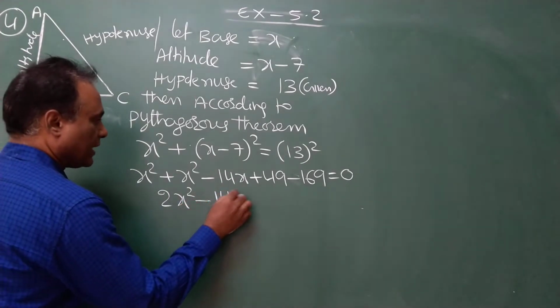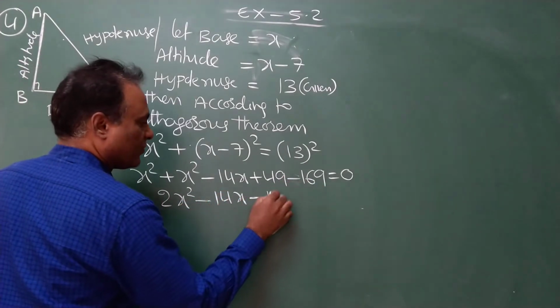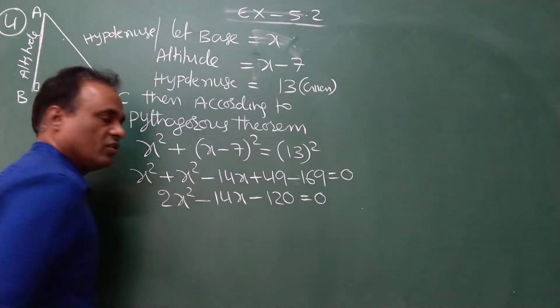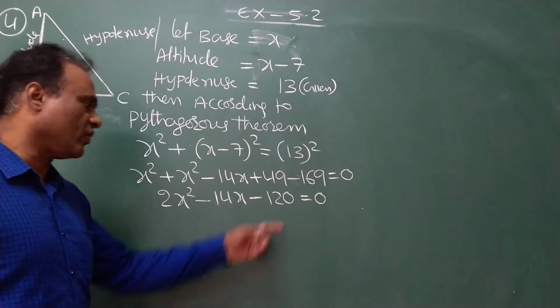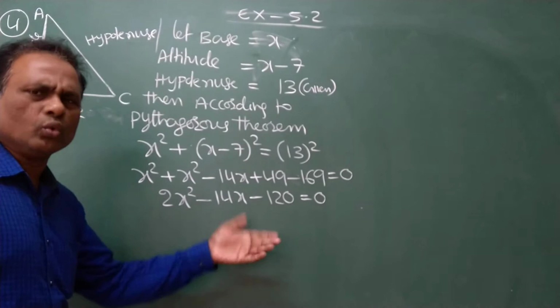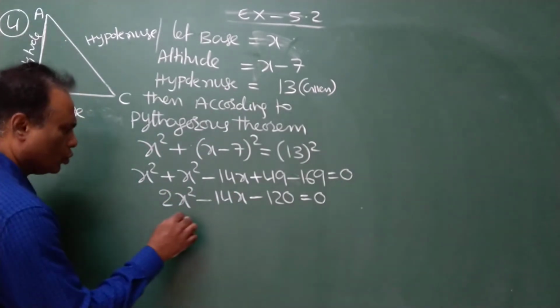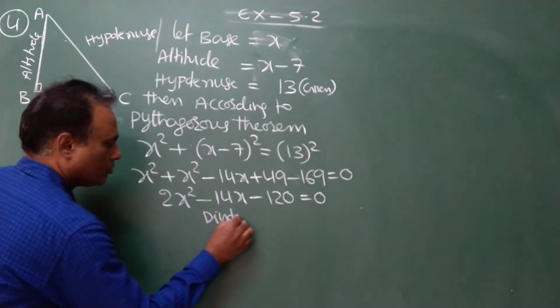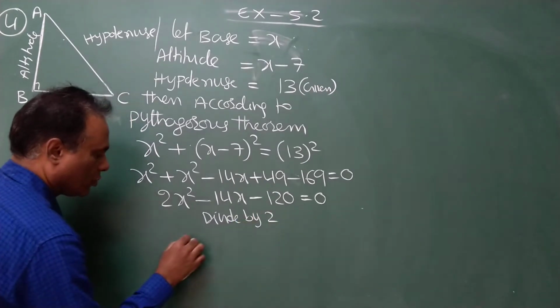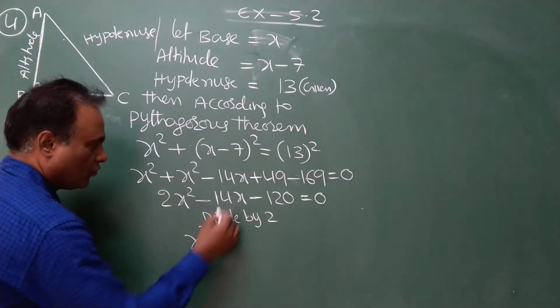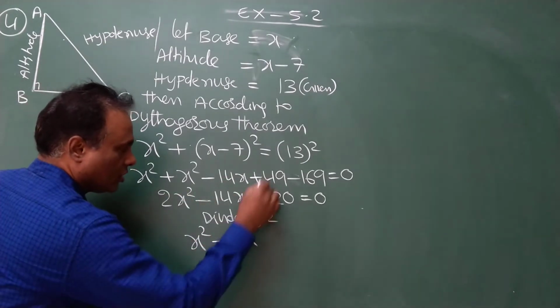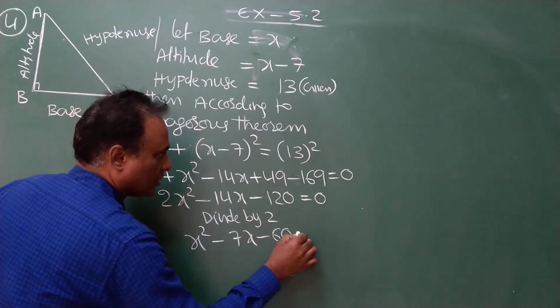Minus 14x, minus 120. 49 minus 169 is minus 120. We can divide it by 2. Simplification. Divide it by 2. So x square, 14 by 2 is 7, 120 by 2 is 60.